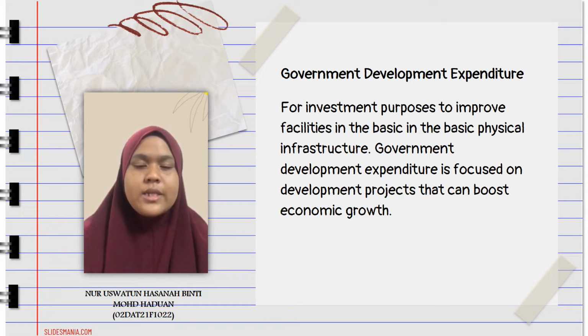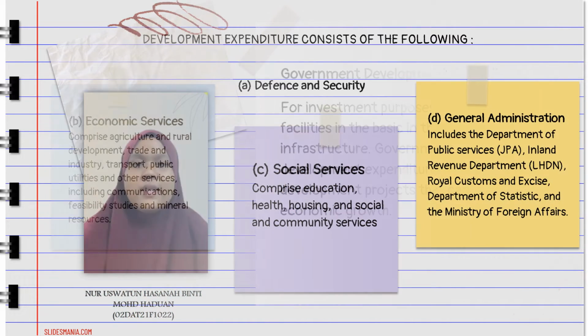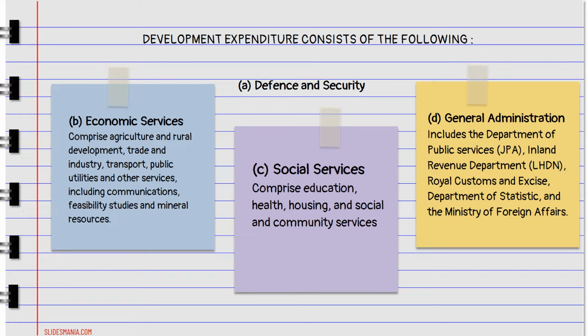Government development expenditure is focused on development projects that can boost economic growth. Development expenditure consists of the following: A. Defense and security. B. Economic service, comprising, for example, agriculture and rural development, trade and industry, transport, public utilities and other services, including communication, feasibility studies and mineral resources. C. Social service, which, as you can see, comprises education, health, housing and social and community service.